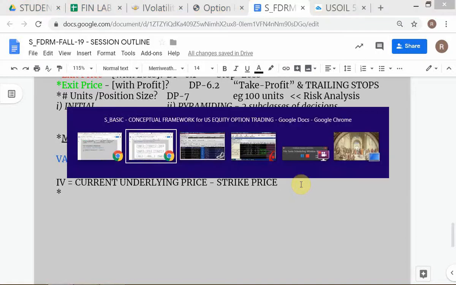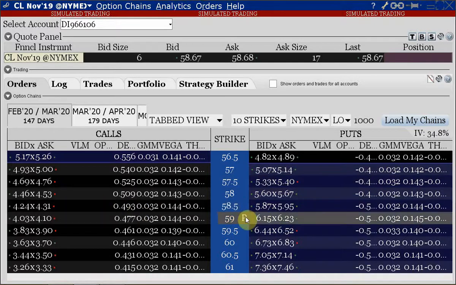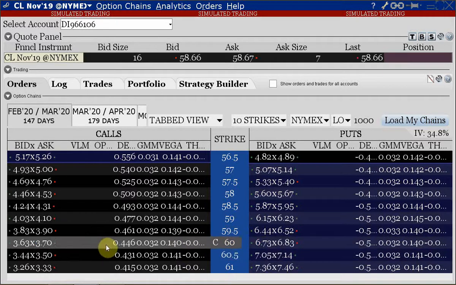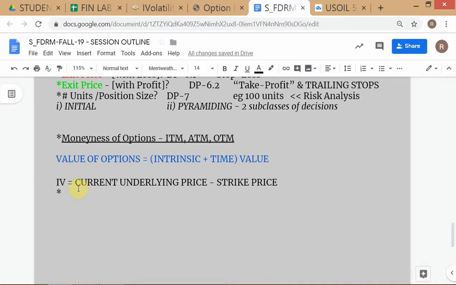Typically, we don't say that the intrinsic value is negative, because the option value will not reflect the negative part. We either take it as 0 or positive. The point I'm trying to emphasize is that we are talking about the value of an option, and the value of an option will not go negative. So essentially it's either 0 or positive. If it is negative, for all practical purposes it's 0.